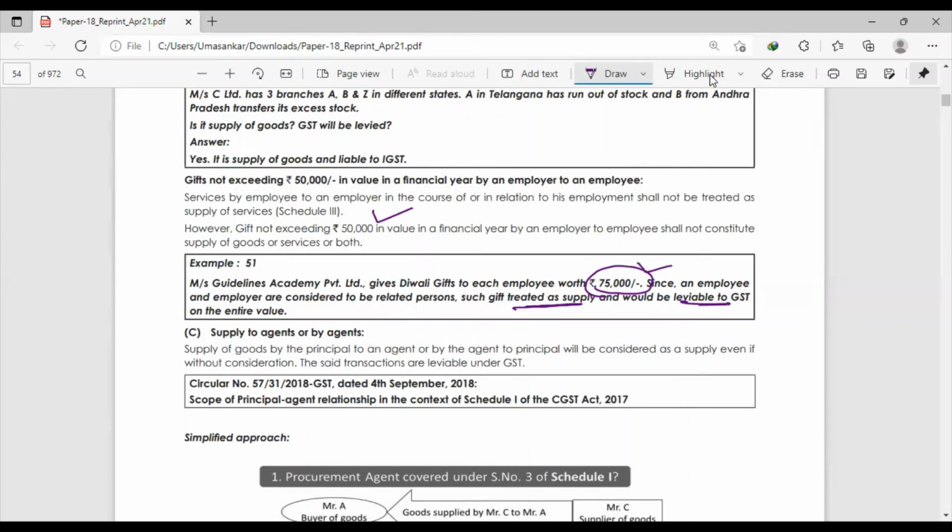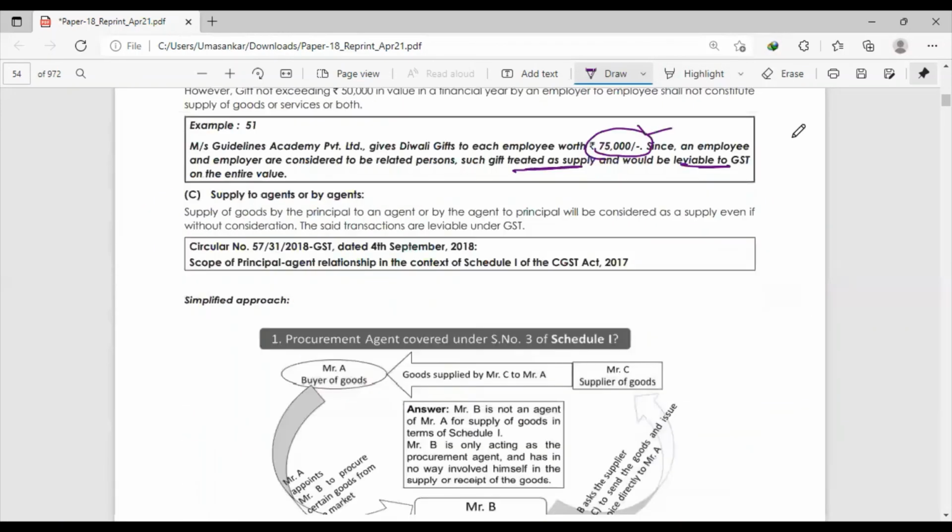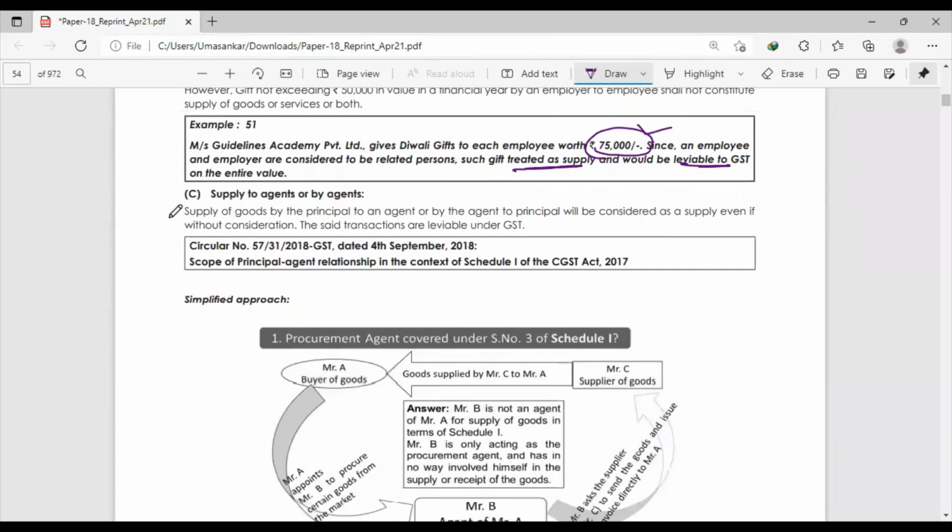Okay, let's wrap up today's class. We'll continue from the next topic, supply to agents or by agents.